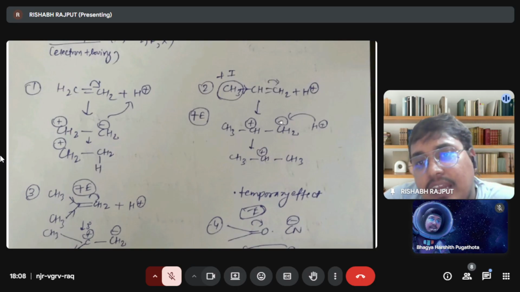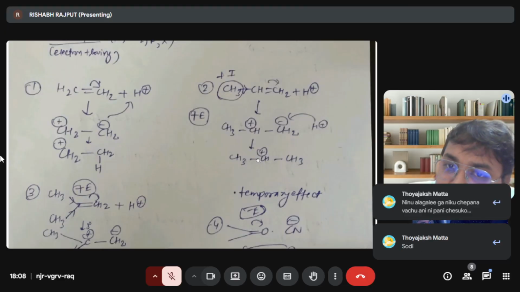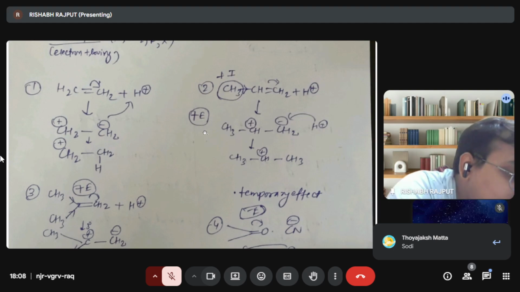This carbon will get a negative charge and this carbon will get a positive charge. Again, this H positive will come to this negative charge particle, it will make CH3, and here will make CH positive. So that is a plus E effect. Okay guys, plus E effect is clear.